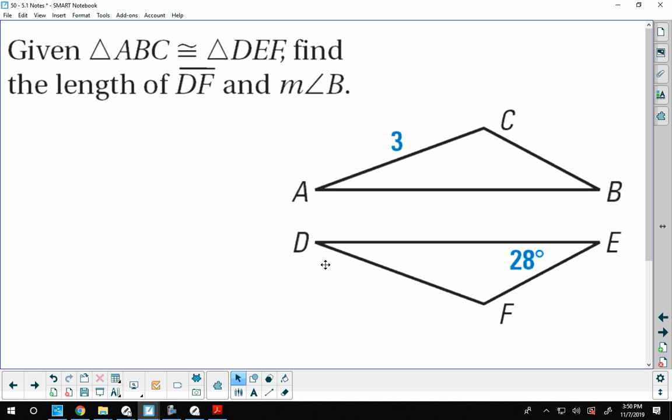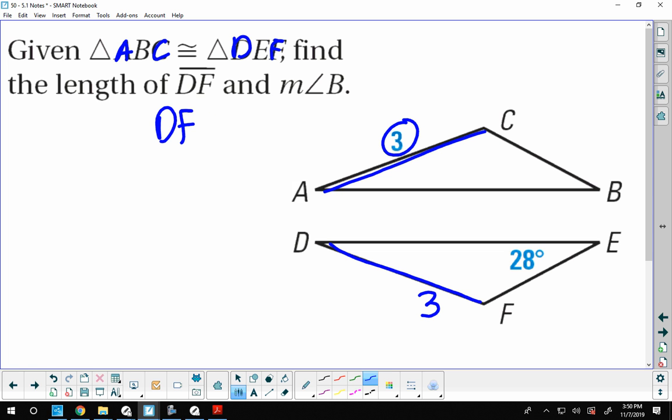So again, find the measure of segment DF. Well, what does segment DF correspond to in the first triangle? It corresponds to AC, the first and third letter. So if AC is 3, then we know that the measurement of DF is 3. And the measure of angle B, well, B corresponds to angle E, and E is 28 degrees, which means that the measure of angle B is also 28 degrees.